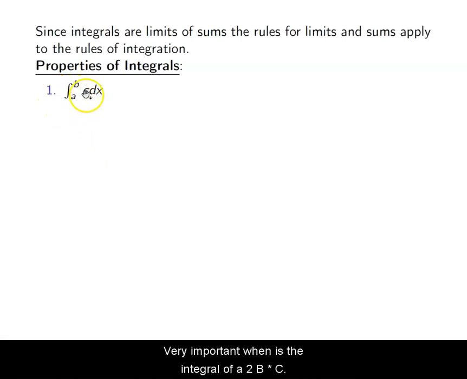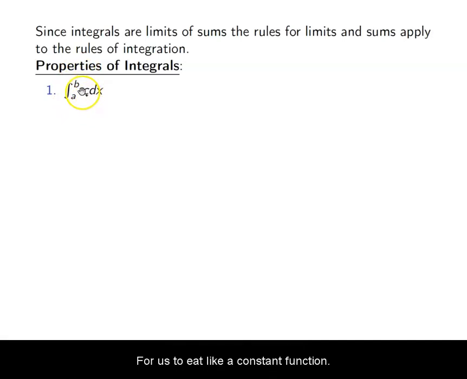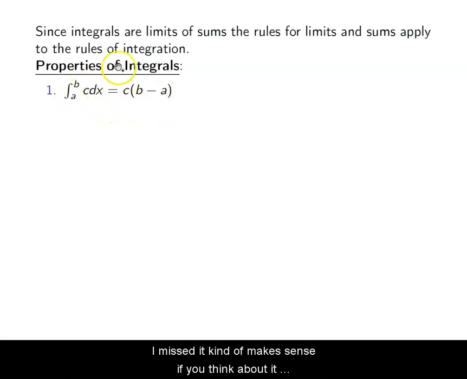Okay, a very important one is the integral from a to b of c. A constant function is just c times b minus a. And this should kind of make sense if you think about it. What is a constant function? A constant function is just a line that starts at a and ends at b. Well, what is the area under a line? It is c, which is the height, and b minus a, which is the width. So it's just a rectangle, basically.